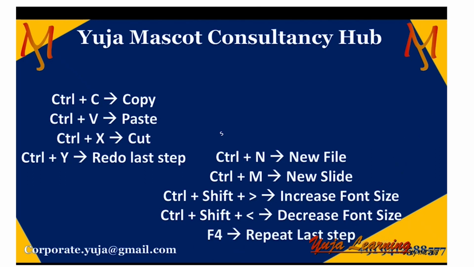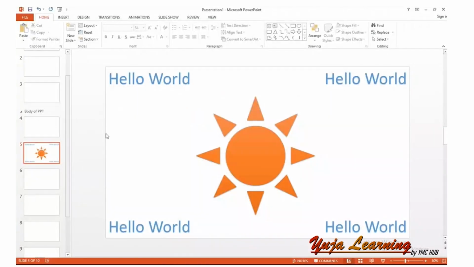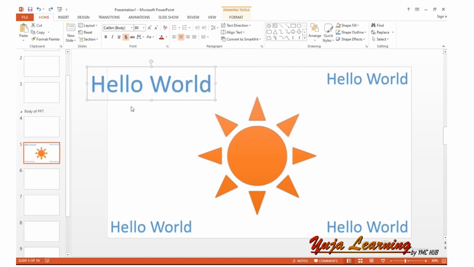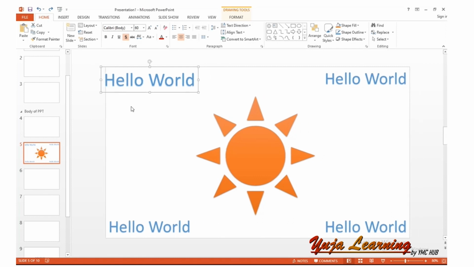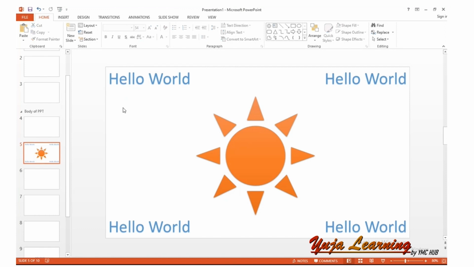And finally we have F4 to repeat the last step. I explained Ctrl Y, and I'll now explain F4. Okay, very important, guys. Watch the screen carefully. I've done a Ctrl Z. The size is now increasing and decreasing, and so on, whichever was the last step. I do a Ctrl Y in order to bring it back, to redo the last undone step. But F4 is slightly different. F4 is going to repeat the last action that you did.